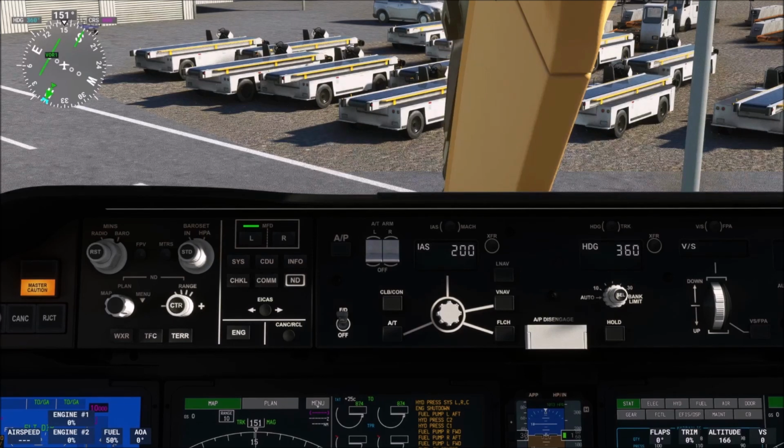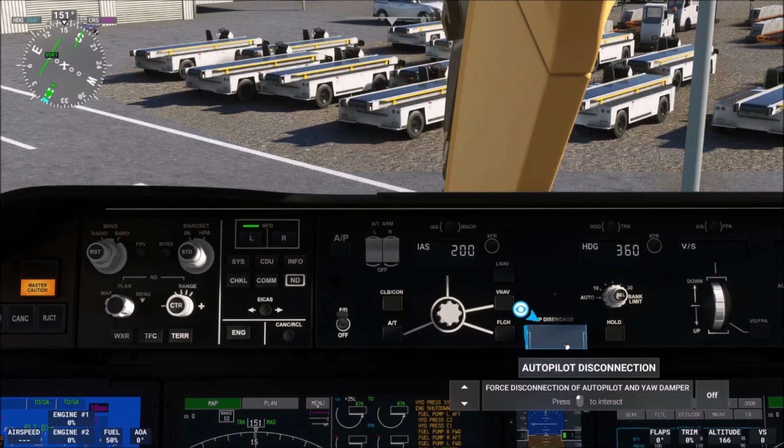In general, I arm the auto throttle when I'm airborne. But anyhow, I set it to the arm position. Autopilot disengage bar here. Okay, autopilot disengage bar. You don't touch it, leave it exactly as it is. It is in the off position actually.